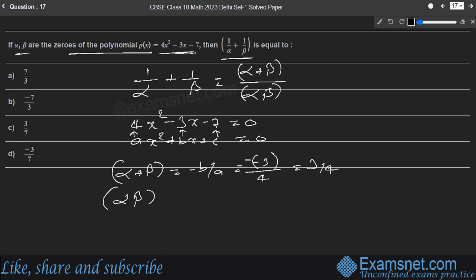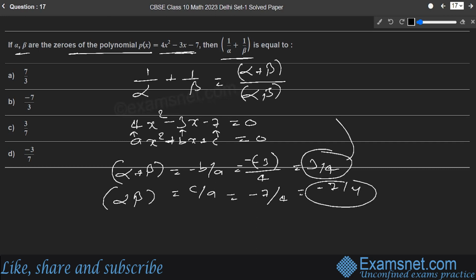Similarly, alpha beta can be calculated by c by a. What is the value of c? Value of c is minus 7. Value of a is 4. So it comes out to be minus 7 by 4. Okay, so the alpha plus beta value is 3 by 4, and the alpha beta value is minus 7 by 4.